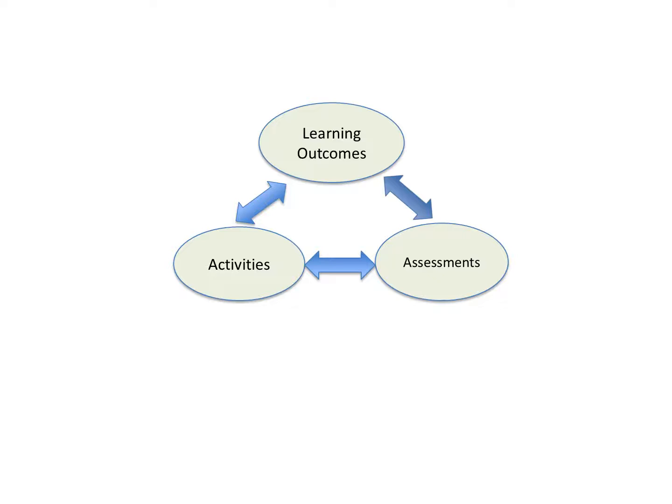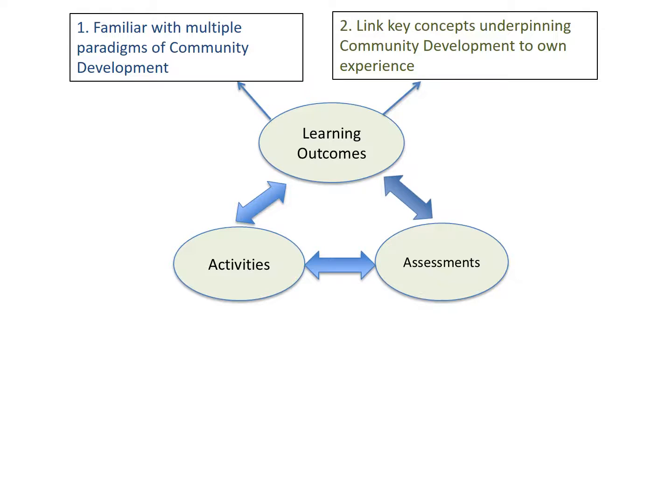So let's recap how we might apply the principles of alignment in this example, which is in the area of community development. So I picked this topic, and while you have been working with a table format in columns, we can also do it in a more graphical presentation. And here I'm showing a couple of learning outcomes, one being familiar with multiple definitions of or paradigms for community development, and two, linking key concepts to one's own experience. So 1 and 2, those are a couple of outcomes.